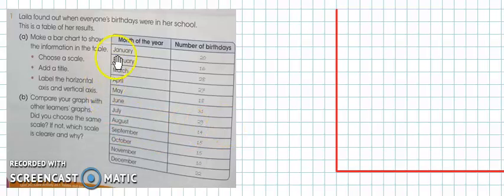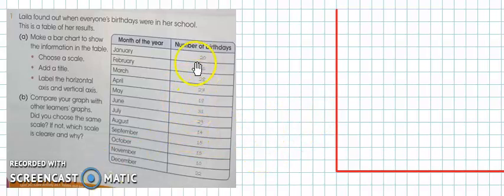Once you have drawn your horizontal and vertical axis, the next thing is to decide which part of the table you have to write on which axis. I'm going to write the name of the month on the horizontal axis, and for the vertical axis I will write the number of students who have their birthday in a particular month. So these two things you have to decide before you move to draw a bar chart.